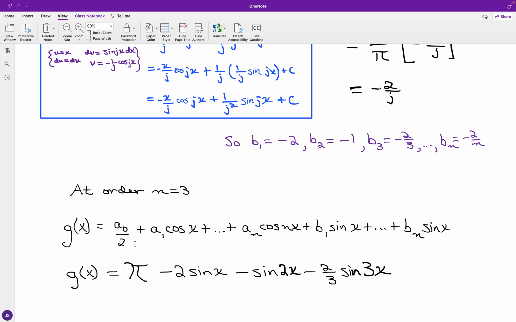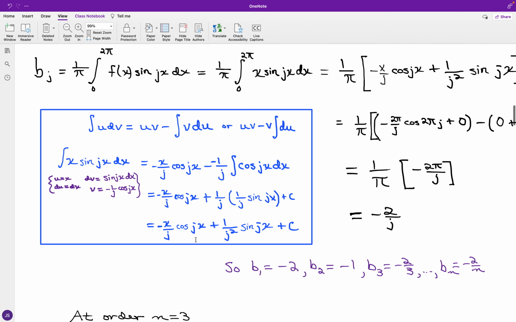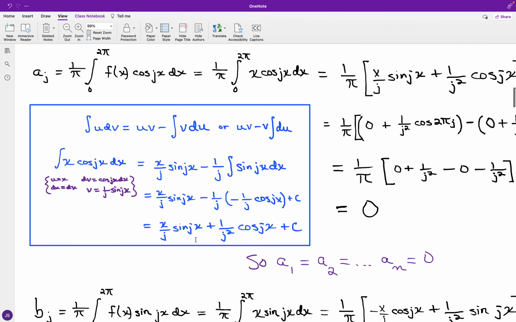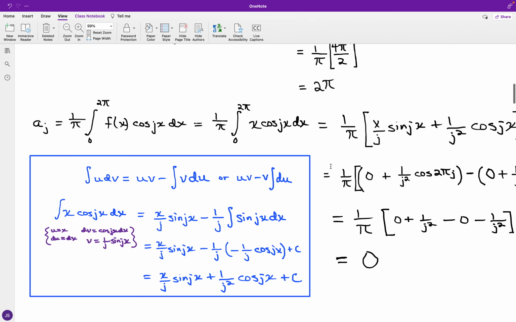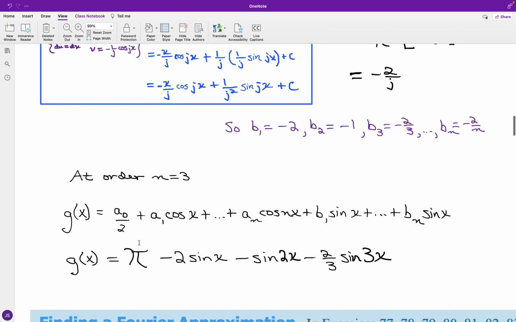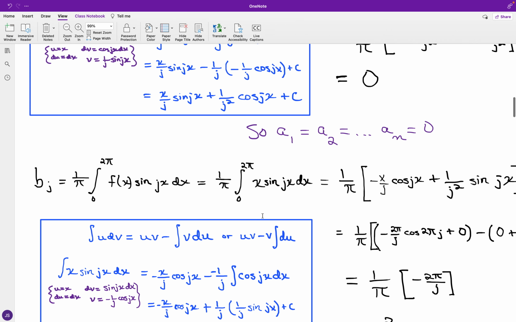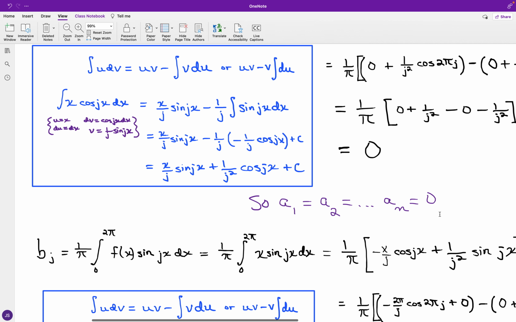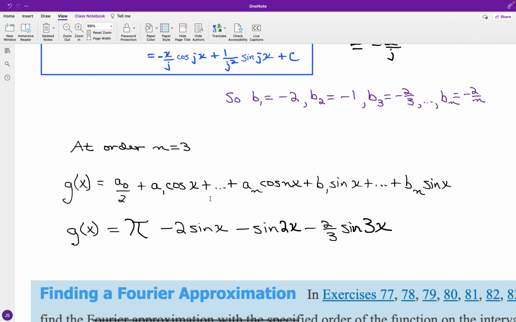Again, g of x is equal to a naught over 2. And again, we had that a naught was already equal to 2 pi, and so 2 pi over 2 goes to pi. And all of our a subscripted coefficients are negligible, so we will not have any cosine terms. But for the sine coefficients, with the variable b, b sub 1 is equal to negative 2, and this will be in reference to negative 2 sine of x. B sub 2 at negative 1, so we have negative sine of 2x. And b sub 3 at negative 2/3, so this will be minus 2/3 of the sine of 3x.